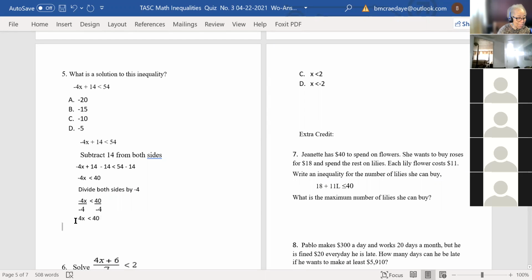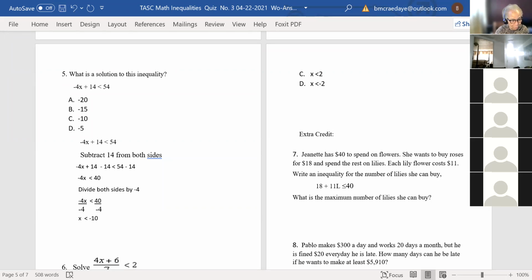Okay, so you'll have just 1 x, or x. That's right. So we'll just say x. And then 40 divided by minus 4 is what? Mercedes, would this 10 be plus 10 or minus? Minus. Minus 10.